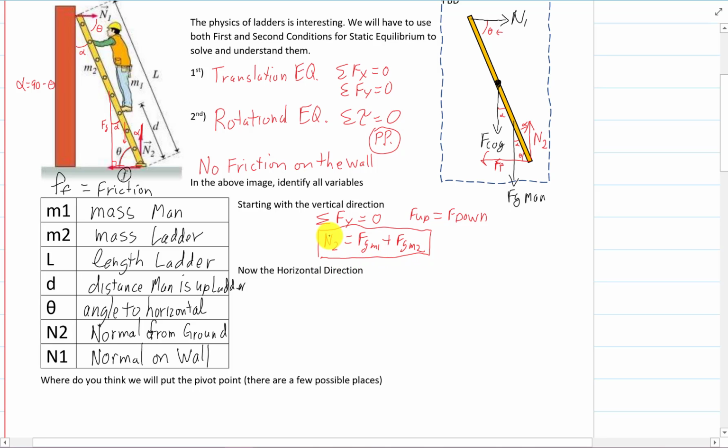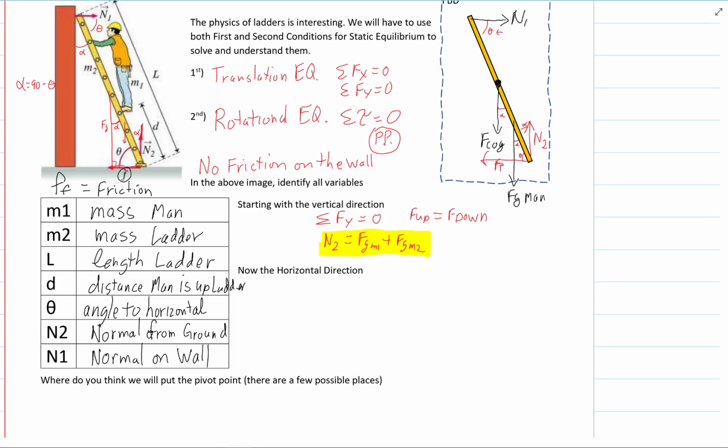I'm stopping because this is not an actual question. We're just trying to understand the theory behind here. Okay, so I'll just highlight that instead. So if we're given the mass of the man and the mass of the ladder, we can find the normal force up.